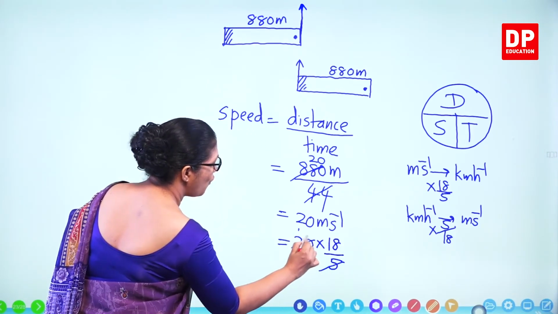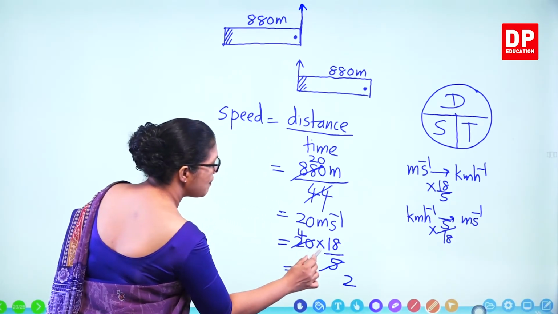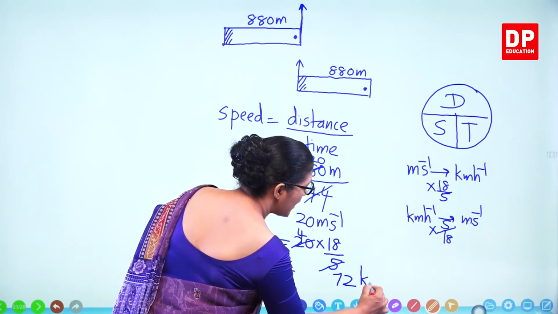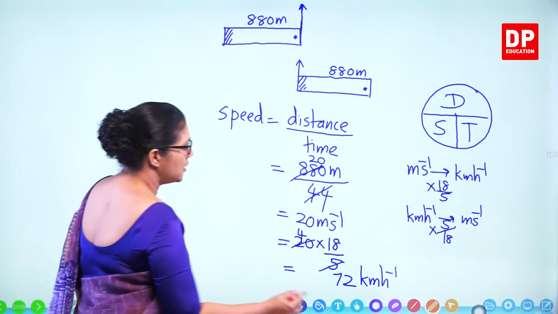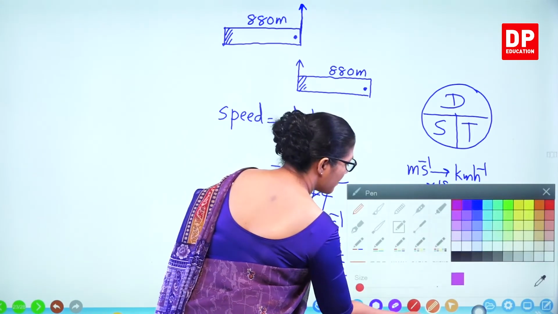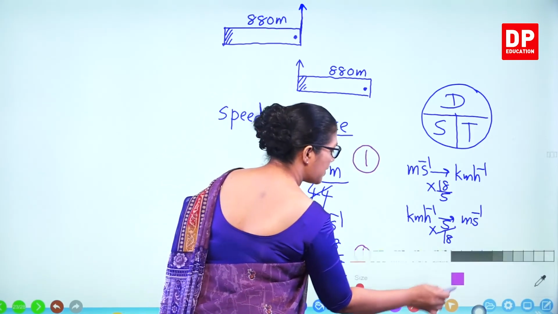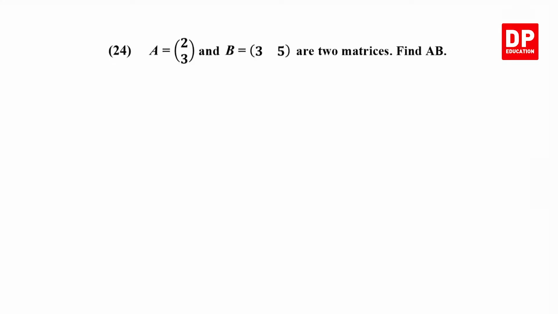So 5 times 4, 4 times 18, 4 times 8, 32, 4 times 1, 4 plus 3, 7. So 72 kilometers per hour. So you get 2 marks, 1 mark for the final answer and 1 mark for the method. Altogether, 2 marks for that question. Question number 24. A is this, B is this. 2 matrices. Find AB. AB means multiplication.